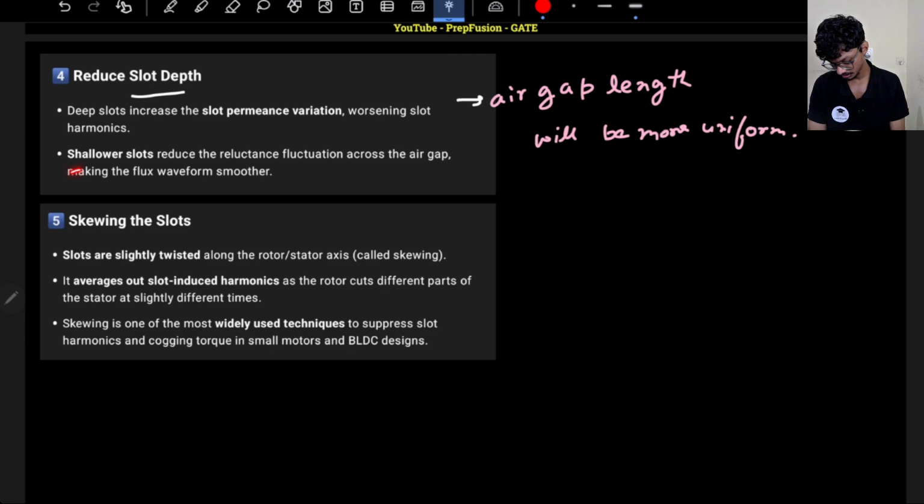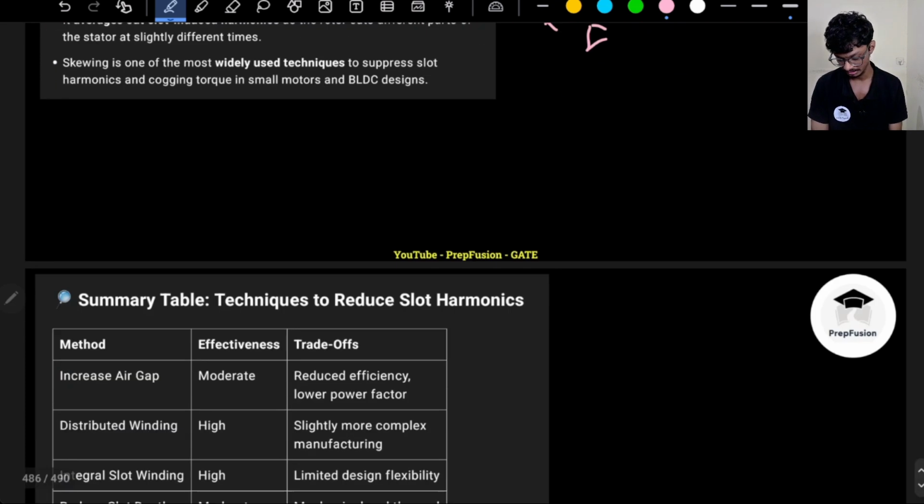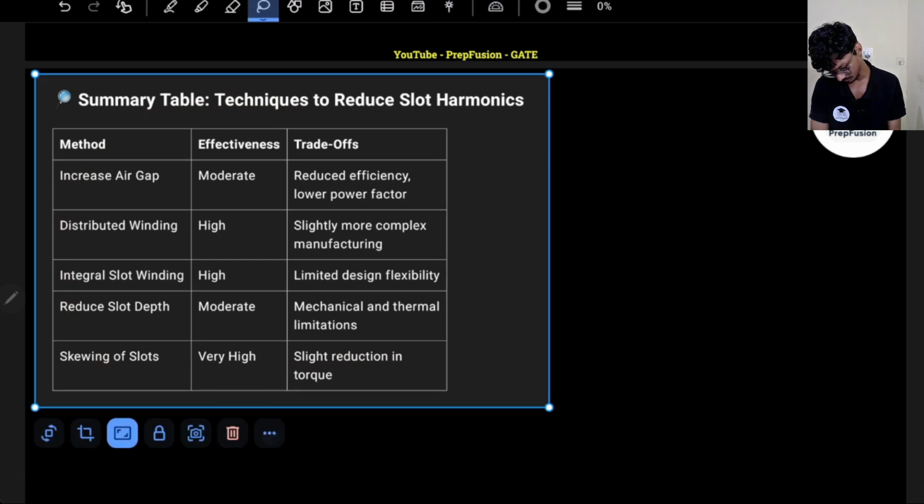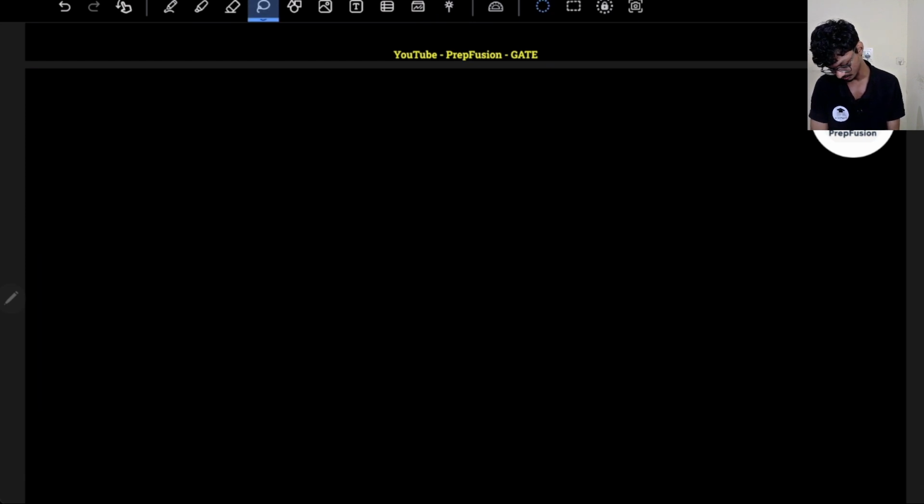Okay, shallower slots reduce harmonics. Skewing also you can do. Basically the slots are like this, but if I can skew the slots, then they can be more uniform. That also will help. If I twist the slots, that also helps in reducing the harmonics. So these are a few theoretical points that you should know. So these are the points that we can use. Summary, I don't think we need a summary because this is a theoretical thing.